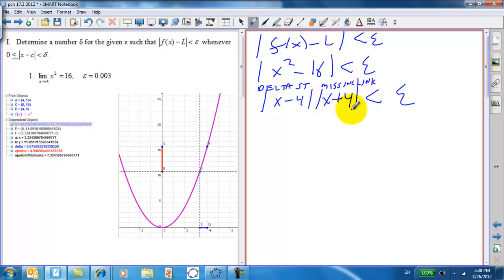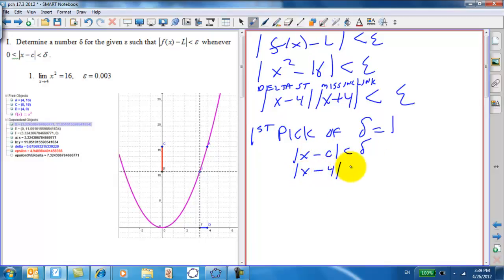So we're going to build up and come up with a size of this thing by making an assumption. We make a first pick of delta to equal 1. And that's generally your best bet for a first pick of a delta. This gives you an idea of how big x is, so you can figure out how big x plus 4 is. So our first pick of delta equal to 1 leads to the absolute value of x minus 4 being less than 1. So x minus 4 is between negative 1 and 1. Add 4 to all three parts: 3 is less than x is less than 5.